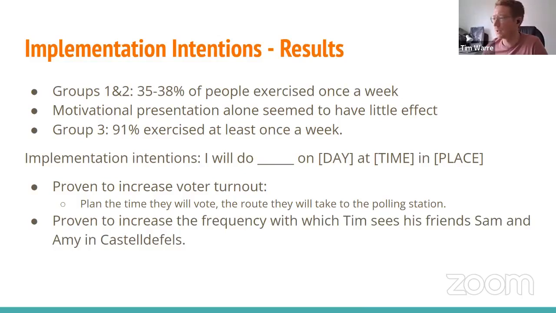I've also used it to increase the frequency with which I see my friends, Sam and Amy, in Castelldefels. So I have two friends who live in a town just outside Barcelona. They've moved out there with their family, and even though they're an hour away, we don't see each other as often as we used to. So we make implementation intentions, me and Amy: afterwards, make a WhatsApp group and set a date for the next time we're going to see each other. That way we see them more often.